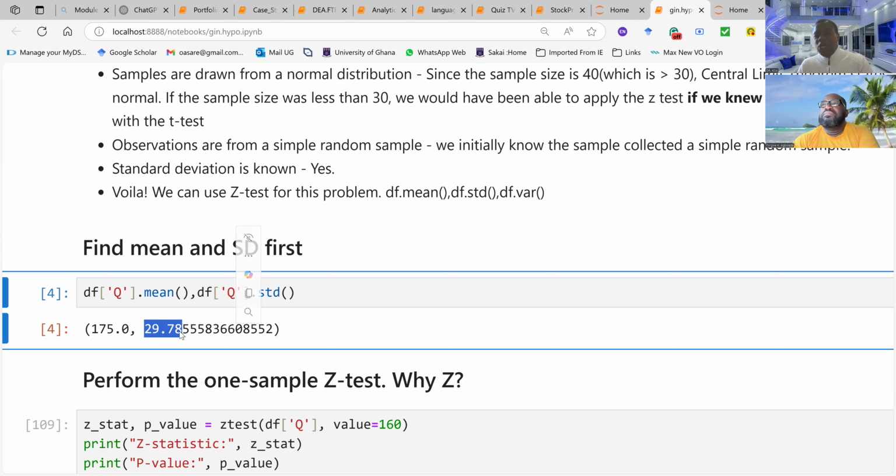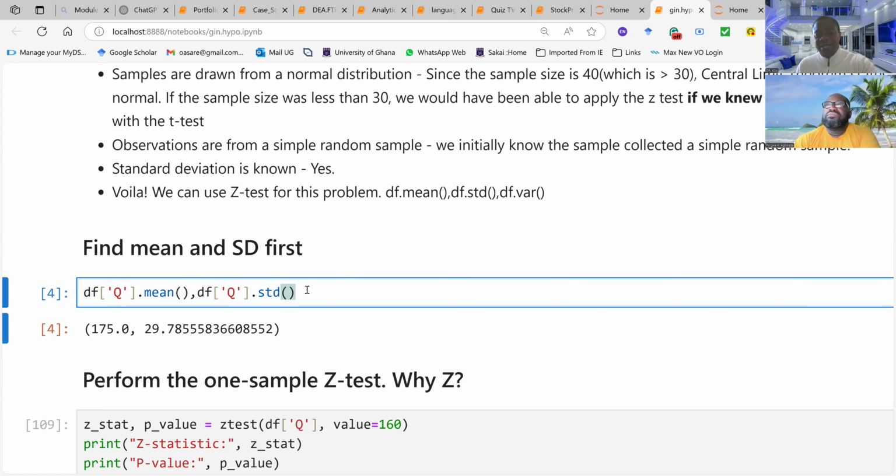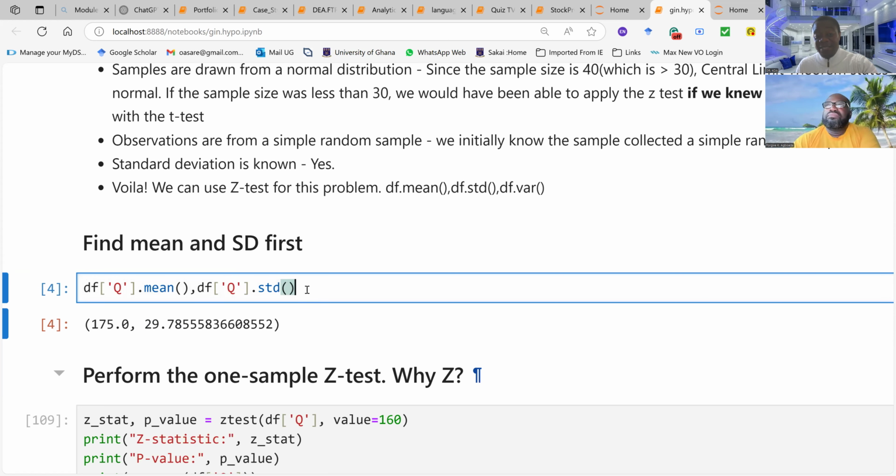So we know the sample mean is 175. The sample standard deviation, because we deduced that, was not given. But we are still going to use what? We're going to use the Z. Why? Because the sample is large, but we also know the standard deviation. In fact, in this case, even when you use the T, it will lead to the same conclusion as the Z. Let's look at it.